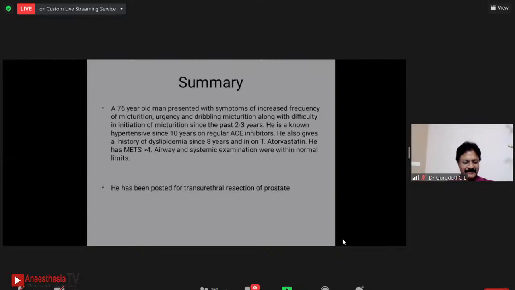He's a known hypertensive since 10 years on regular ACE inhibitors, and history of dyslipidemia since 8 years on tablet atorvastatin. Airway and systemic examinations were within normal limits, and he has currently been posted for transurethral resection of prostate.